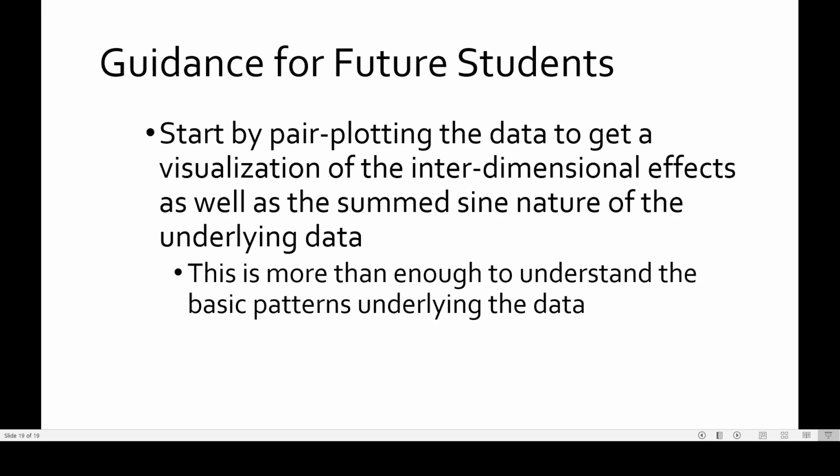In terms of guidance for future students, you should start by pair plotting the data to get a visualization of the interdimensional effects, as well as the summed sine nature of the underlying data. This is more than enough to understand the basic patterns underlying the data.